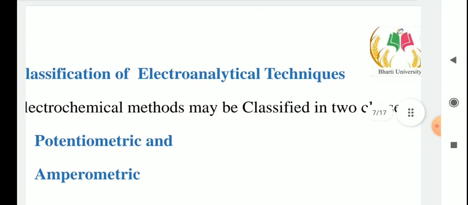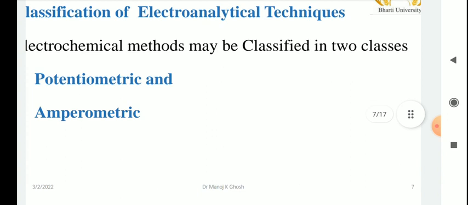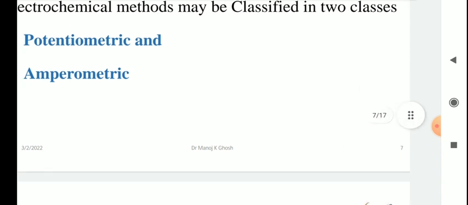Now we can come to the classification of electroanalytical techniques. What is the classification of electroanalytical techniques? In electrochemical methods, it is classified in two ways. First is potentiometry, second is amperometry. So come to the first point, that is potentiometry. This is a technique.